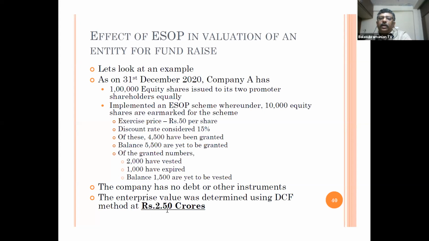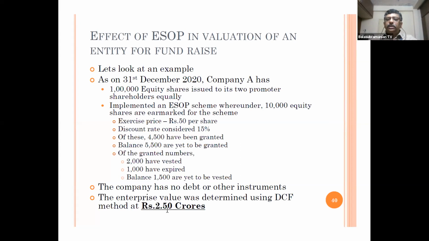Of these, 4,500 have been granted. Balance 5,500 are not even granted. And out of the granted, 2,000 have vested but not exercised, 1,000 have expired, and the balance 1,500 are yet to be vested. Right? So this is the broad parameter under which we are going to be looking at this example.